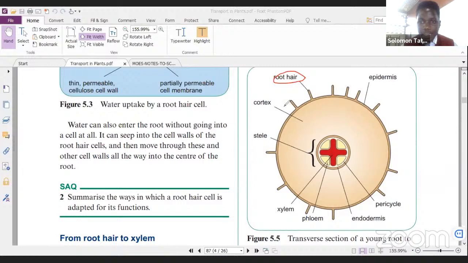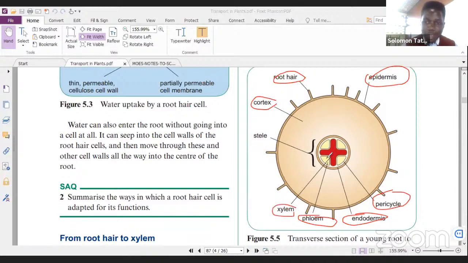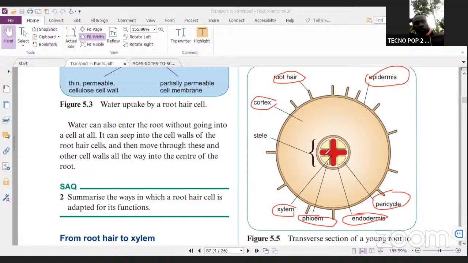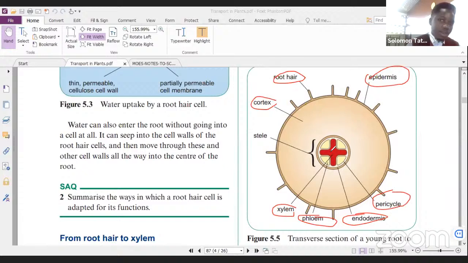And then other parts like the cortex, the epidermis, the pericycle, the endodermis, the phloem, and the xylem. The other thing I want you to note here is the location of the phloem and the xylem. Here, the phloem is outside the xylem. Okay.